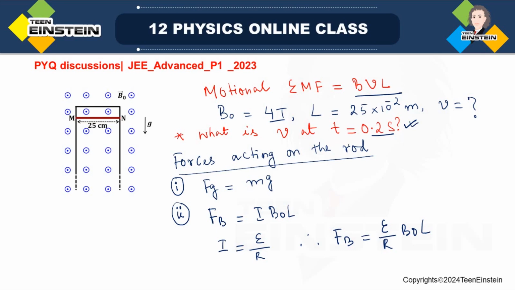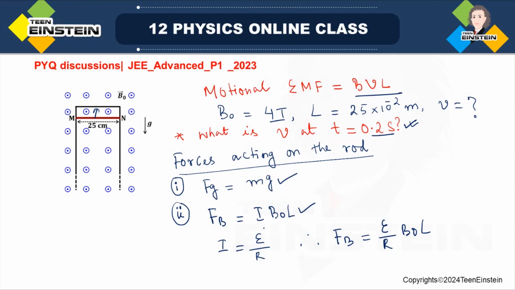Okay, so to find out this velocity, you know what we have to consider? We have to consider the motion of this rod. I have to draw the free body diagram. See, here there will be two forces as I mentioned. One is due to gravity, another one due to the magnetic field. This magnetic force will try to pull it up, while the force due to gravity, or the weight of this rod, will try to pull the rod down.